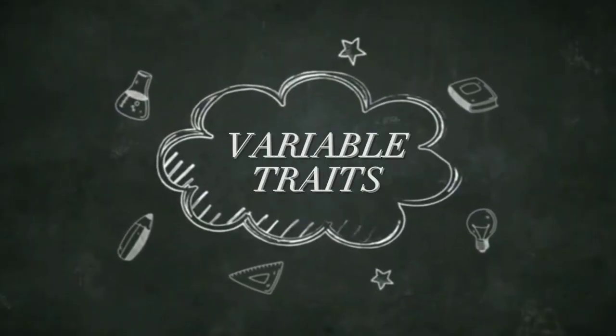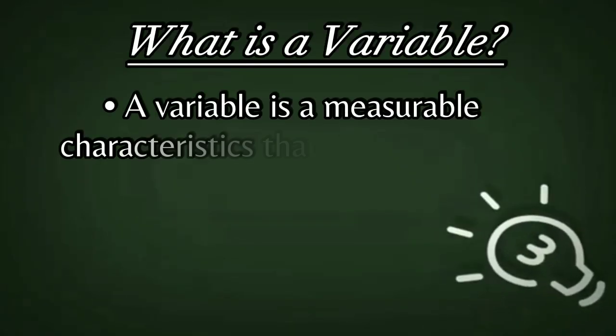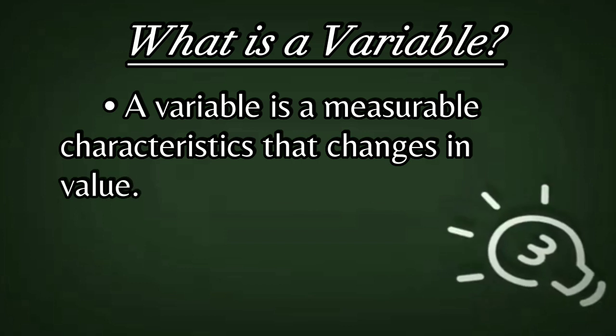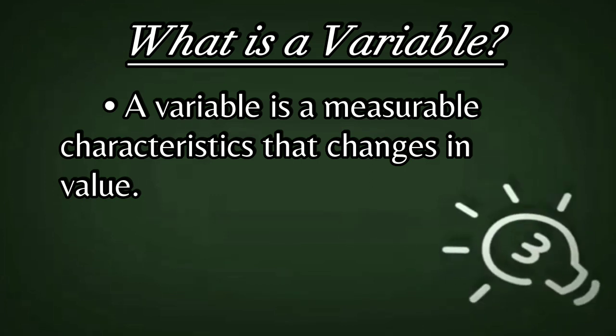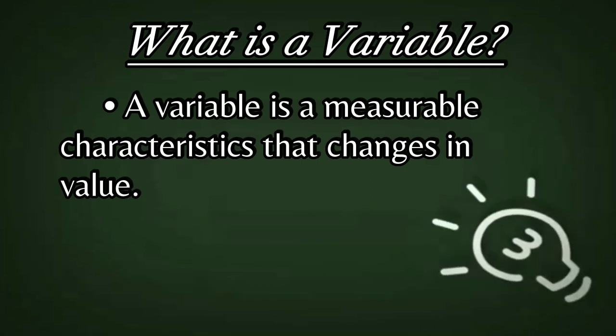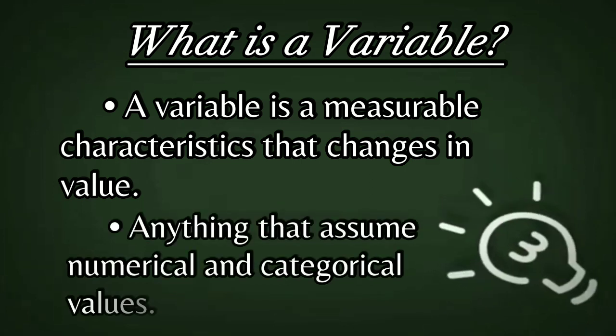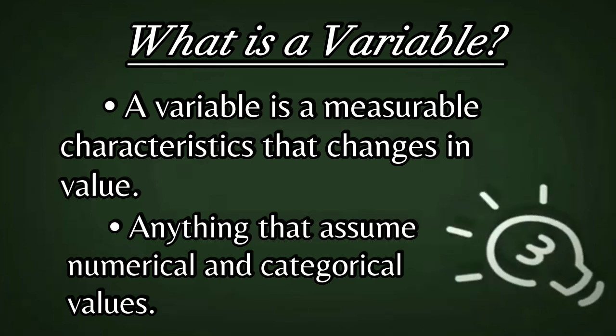Variable traits. What is a variable? A variable is a measurable characteristic that changes in value. So, any characteristic which is subject to change and can have more than one value such as age, intelligence, motivation, gender, and etc. And it is anything that may assume varied numerical and categorical values.